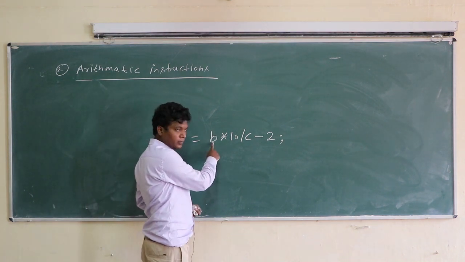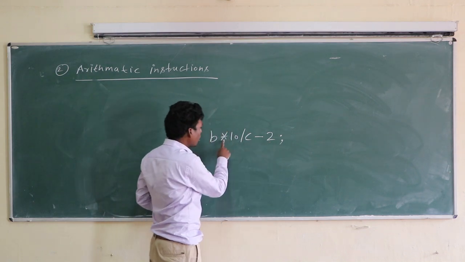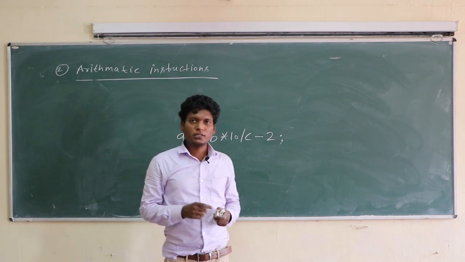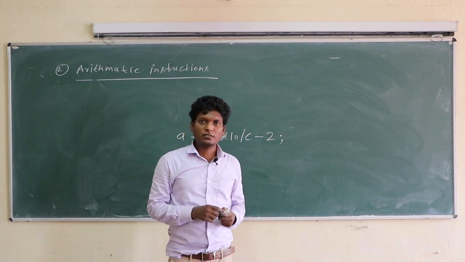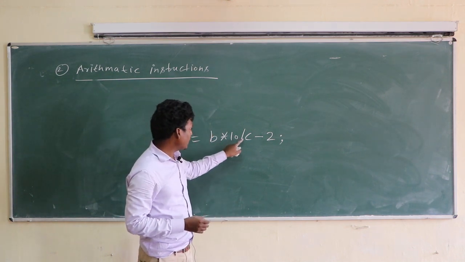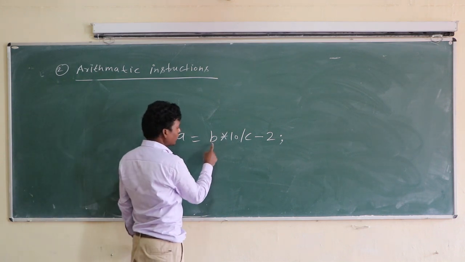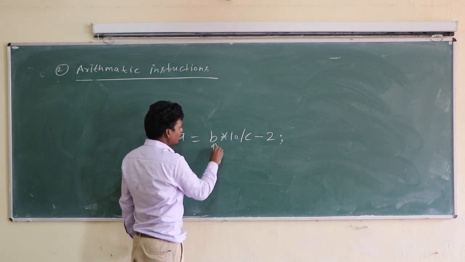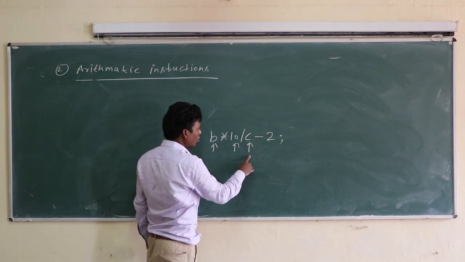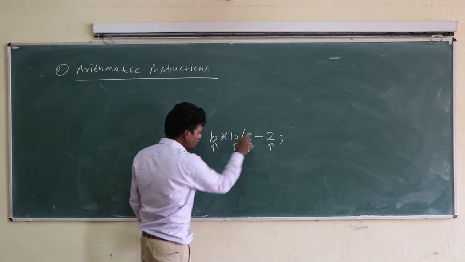This is an operand, this is also an operand, this is also an operand, and this is also an operand. And this is an operator, this is an operator, and this is an operator. So in terms of arithmetic operations, variables and constants are called operands, and the remaining ones are operators. This variable is called an operand, this constant is called an operand, and these are operators.